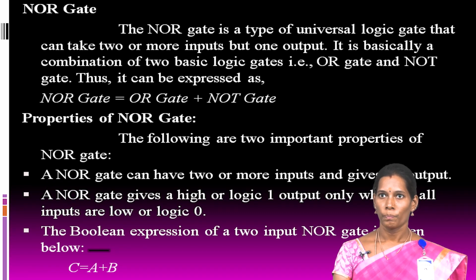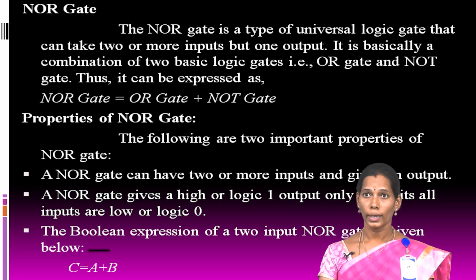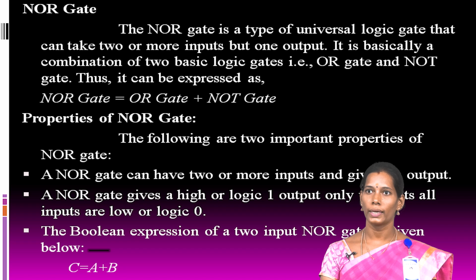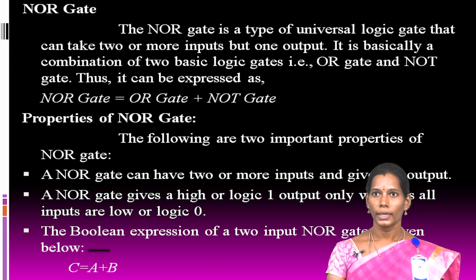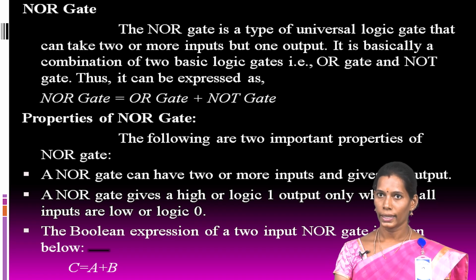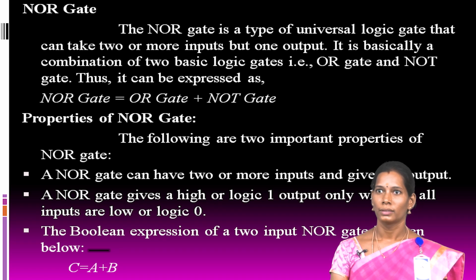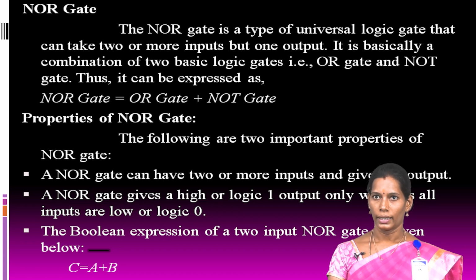NOR gate. The NOR gate is a type of universal logic gate that can take two or more inputs but only one output. It is basically a combination of two basic logic gates, that is OR gate and NOT gate. Thus, it can be expressed as NOR gate equal to OR gate plus NOT gate. In other words, NOR gate is an OR gate followed by a NOT gate.